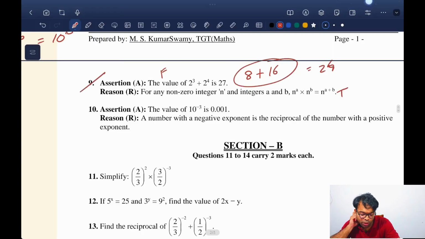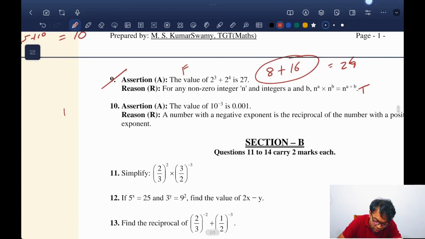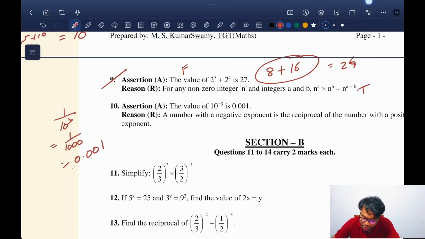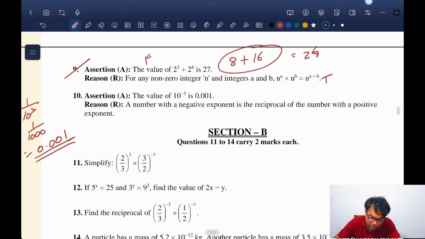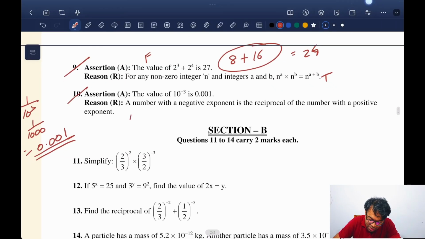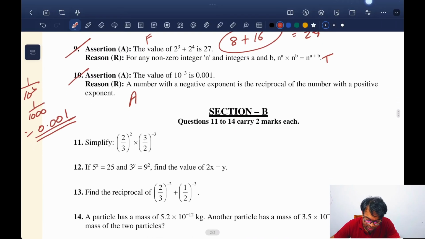The value of 10 to the power minus 3 is 0.001. Is this correct? Yes, sir. Why? Because 10 to the power minus 3 can be written as 1 upon 10 to the power of 3 is equal to 1 upon 1000 is equal to 0.001. समझ में आ गया? अगला. Yes. A number with a negative exponent is the reciprocal of the number with a positive exponent. So इसका आंसर क्या हो जाएगा? A. Yes, sir. Okay. अगला.